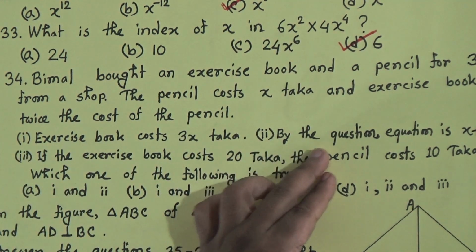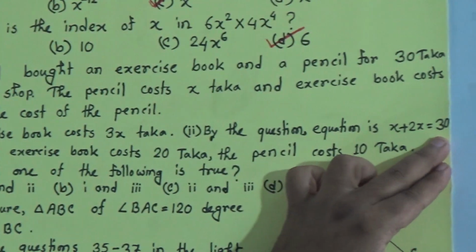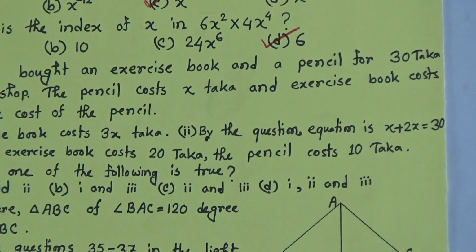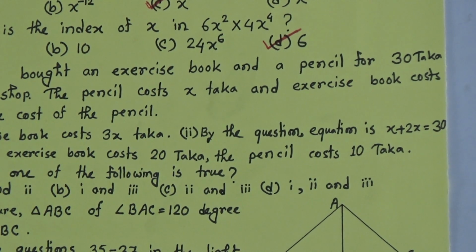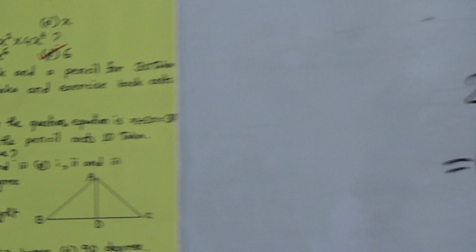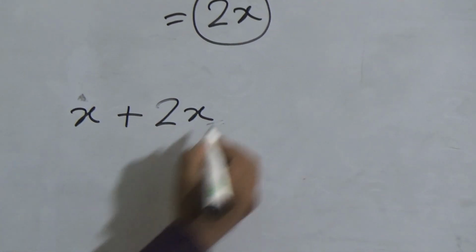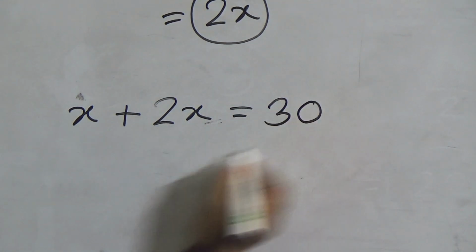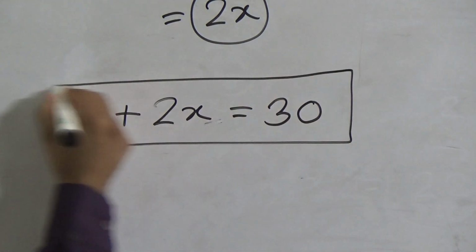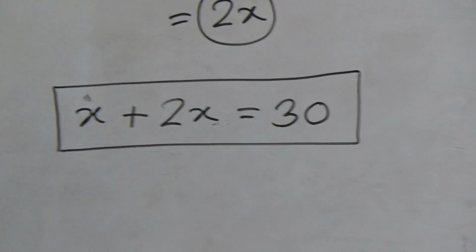Activity 2 is by the question equation is x plus twice x equal to 30. By the question says that the price of exercise book is twice x and the price of pencil is x. So it should be added, it will be total 30. The equation will be this one, x plus twice x equal to 30. And activity 2 says that the equation is x plus twice x equal to 30. That means it's correct. Okay.